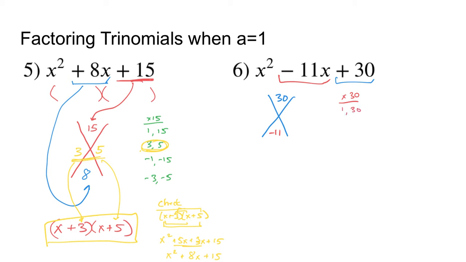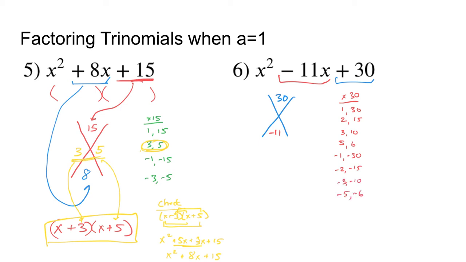Let's see here. We got 1 and 30. We got 2 and 15. We have 3 and 10. 4 doesn't work, but 5 does. So 5 and 6. That would be my list unless I included my negatives, which I should in this case, and I'll show you why here in a second. So let me finish writing out my list here.